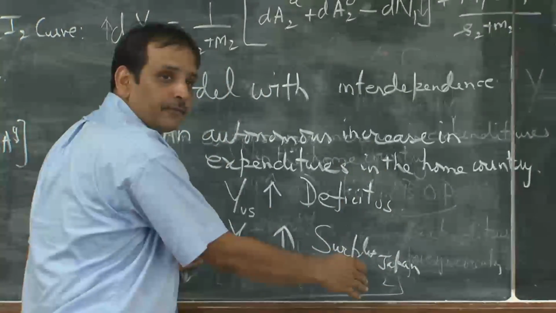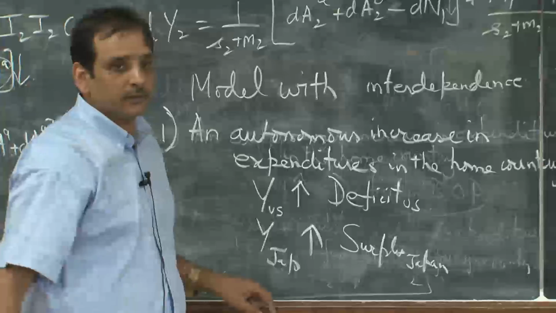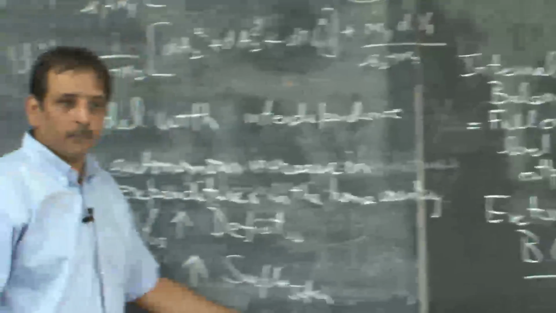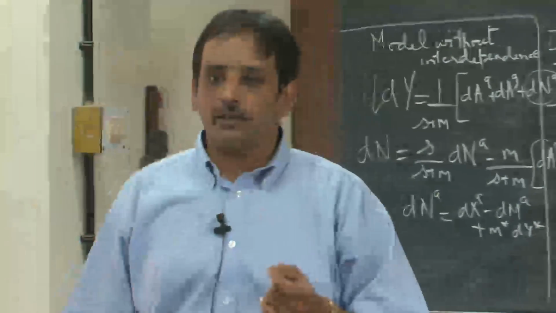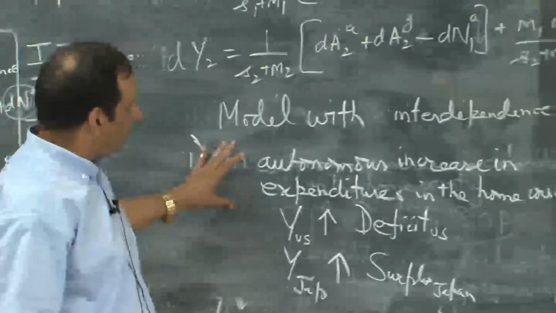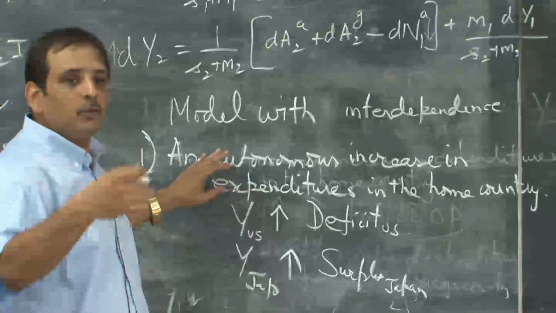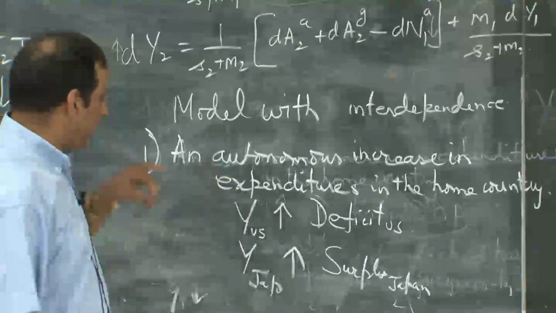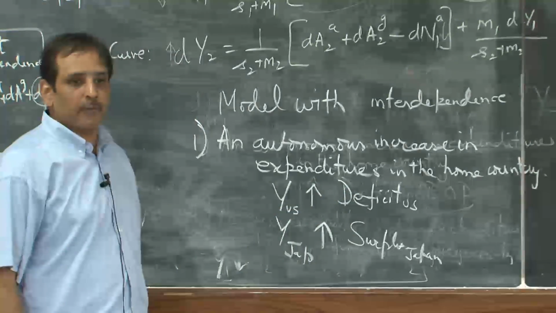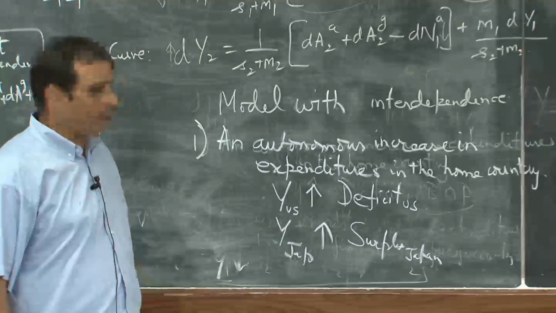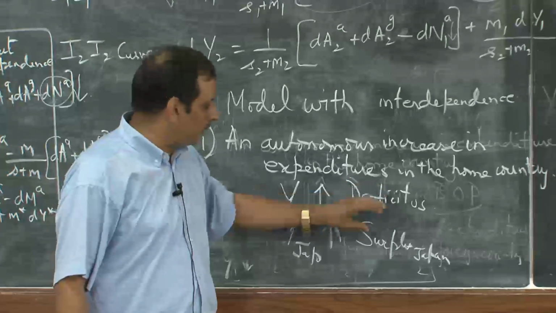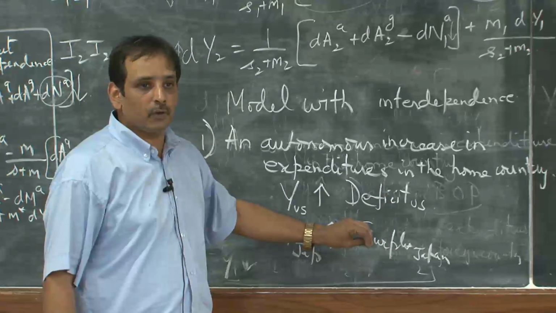This is the entire effect of an autonomous increase in expenditures. So both countries move out of their internal and external balance. So when I say the appropriate policy from a national and global point of view would be again the same: if there is an autonomous increase in expenditures, you reduce your expenditures. When you reduce your expenditures, your incomes go down, the deficit comes back to equilibrium, their incomes go down, the surplus is curbed, because when the deficit becomes zero in the US, the surplus also becomes zero in Japan.